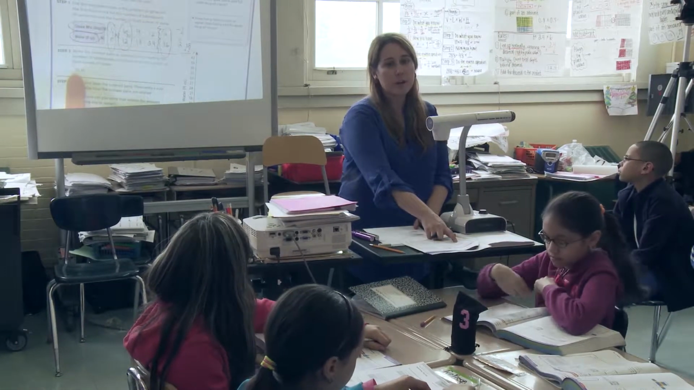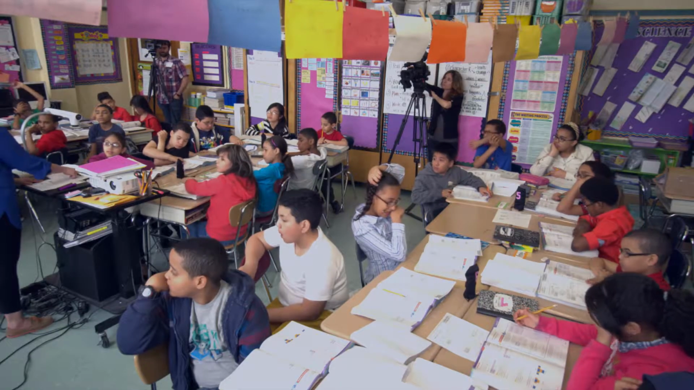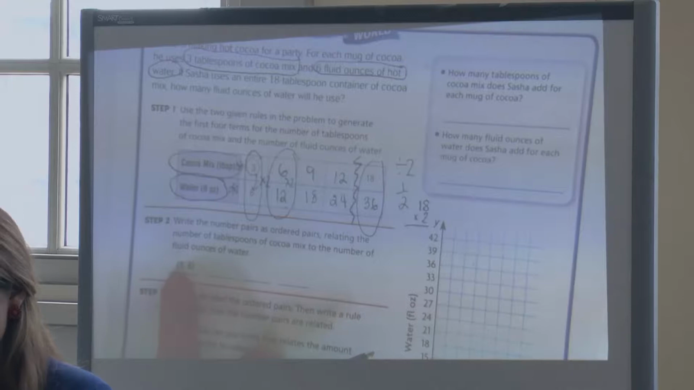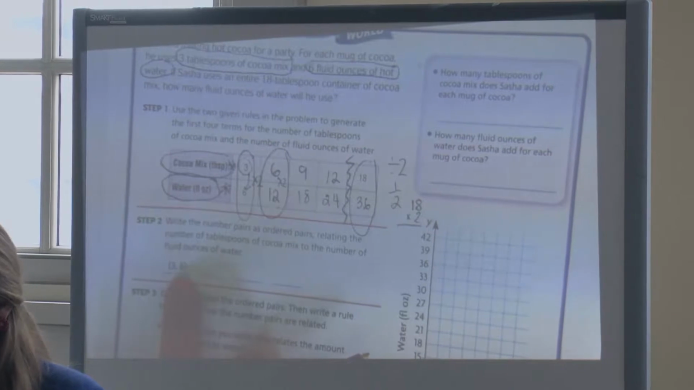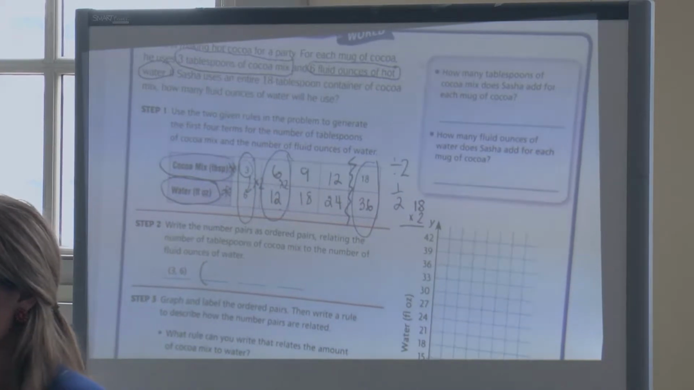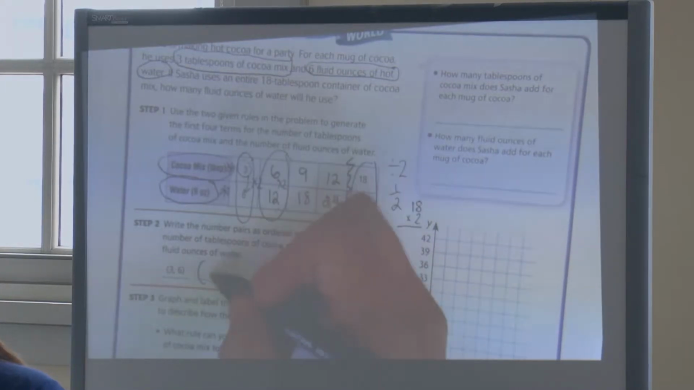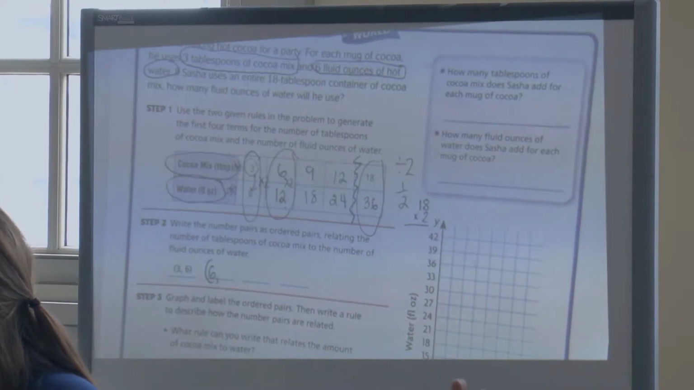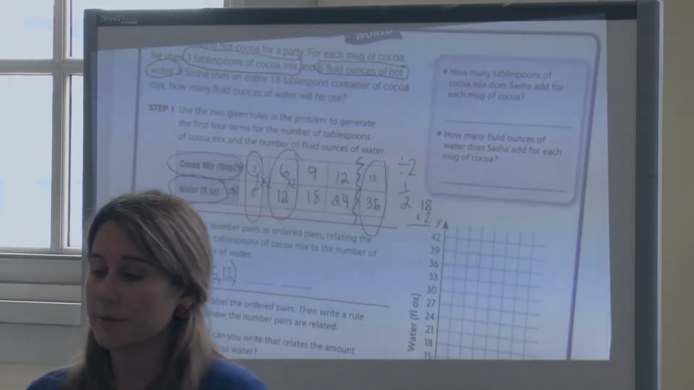What does this 3 stand for here? The x coordinate. Where in your data table did that come from? Good. When you use 3 tablespoons of cocoa mix, you use 6 fluid ounces of water. Let's keep going. Do you see where they got this from? Yes. When they use 6 what? Tablespoons of cocoa mix. At 6 tablespoons of cocoa mix, they use, Ari? Good. Keep going, please, to fill the rest of these in.